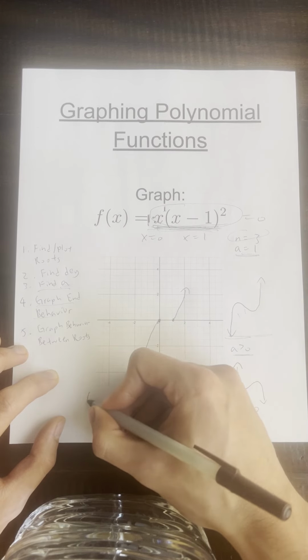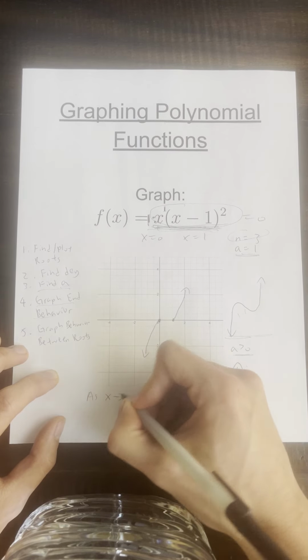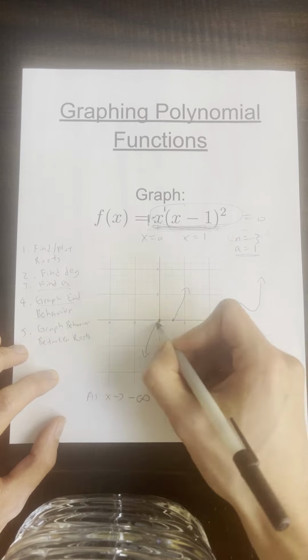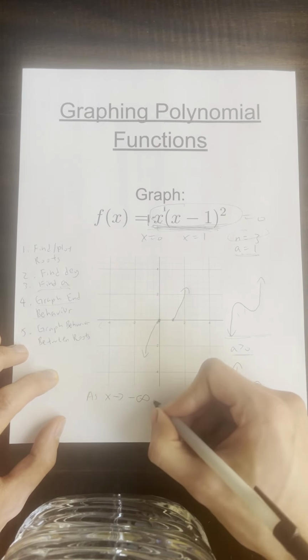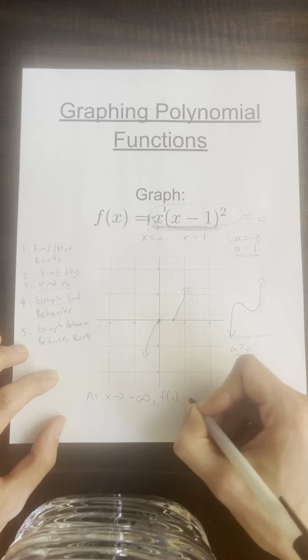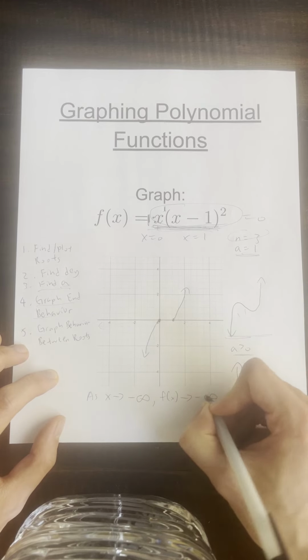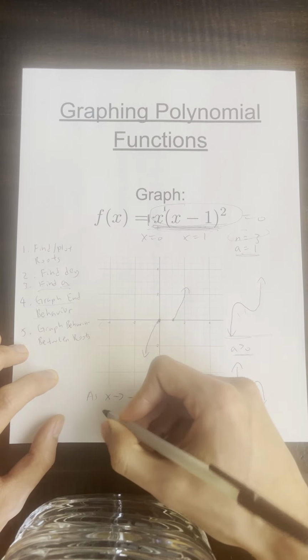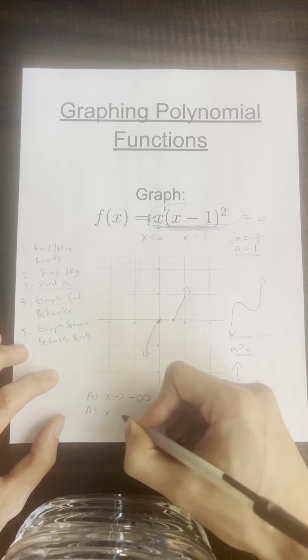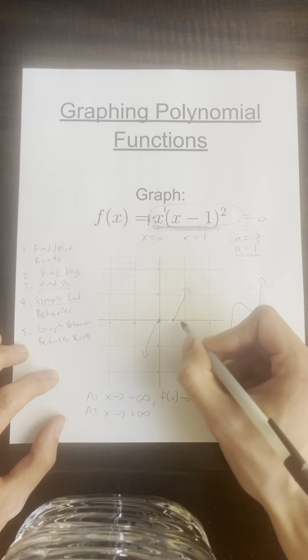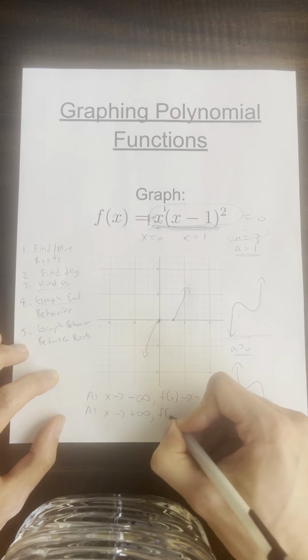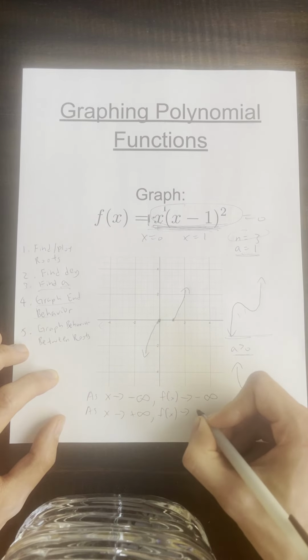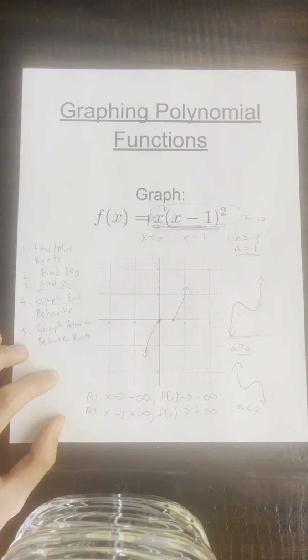So as x approaches negative infinity, as we go this way, what's happening to y? Are we going up or are we going down? We're going down. So f of x approaches negative infinity. And as x approaches positive infinity, as we go this way, are we going up or are we going down? We're going up, so f of x approaches positive infinity.